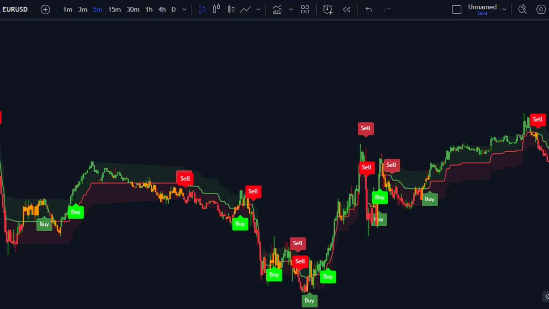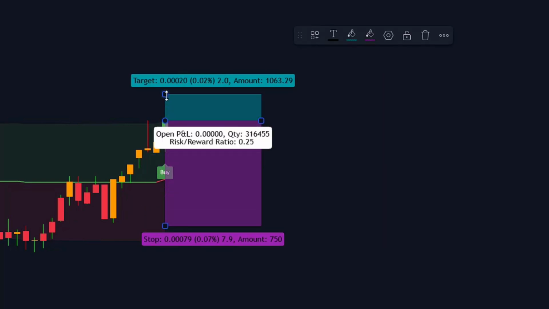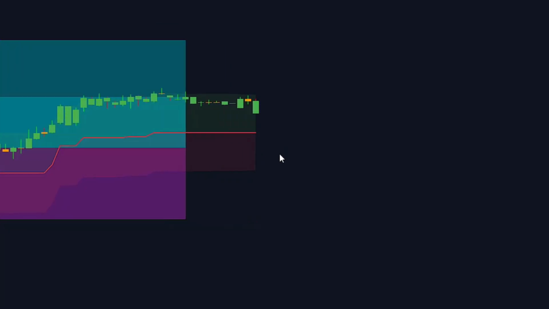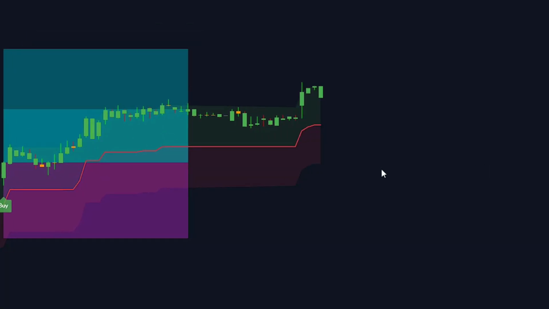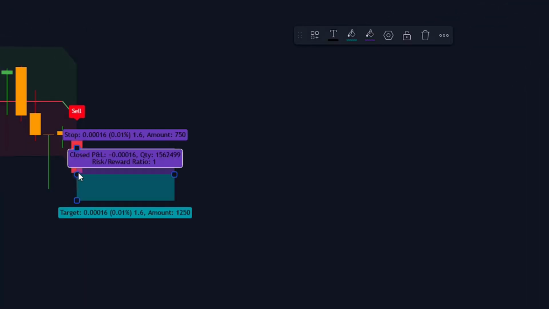This handy indicator gives us buy and sell signals based on a range filter. When the filter indicates a buy, that's our cue to enter a long trade. Conversely, when it indicates a sell signal, that's our signal to enter a short trade.